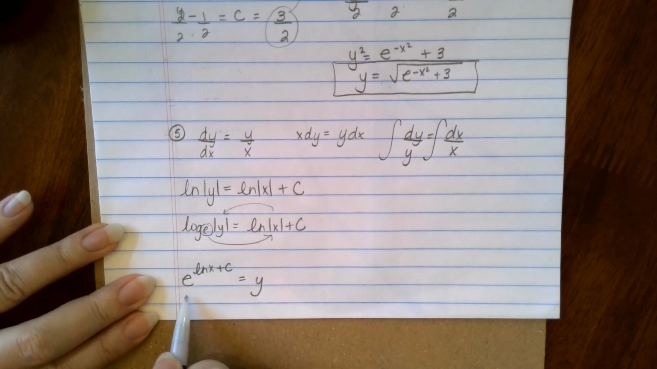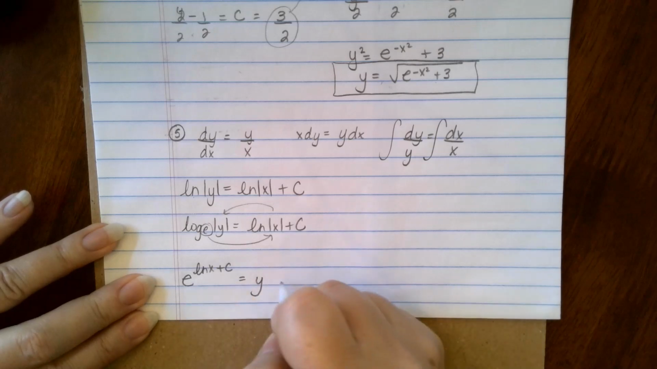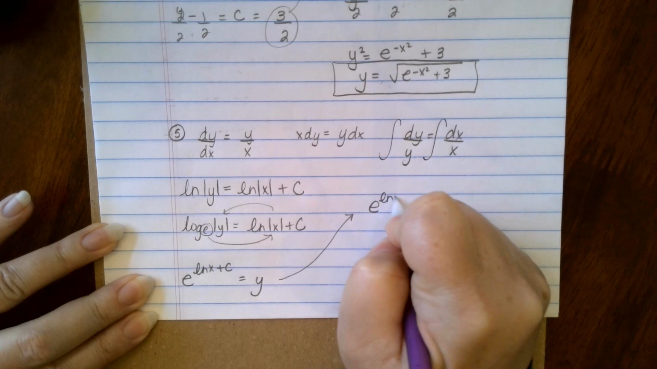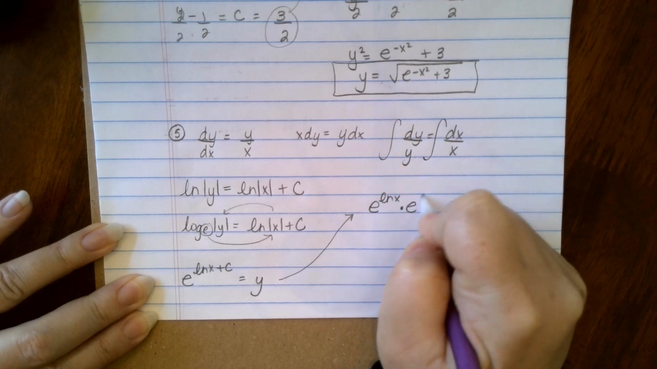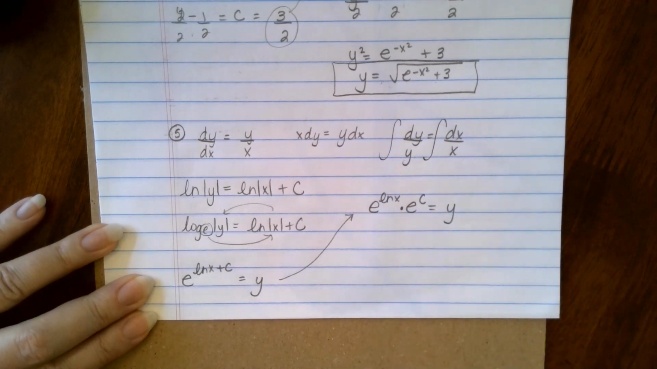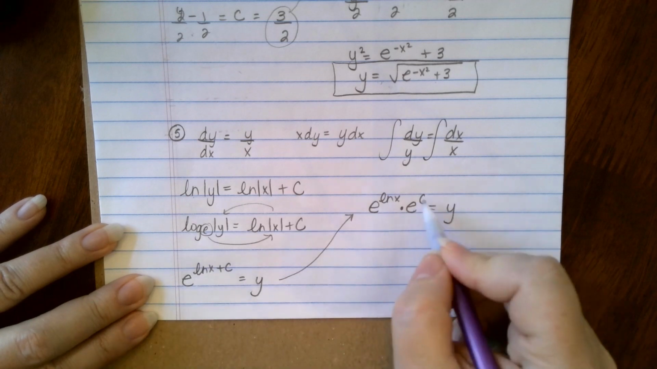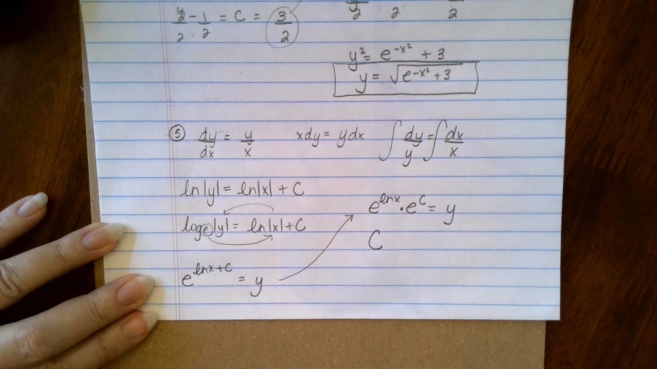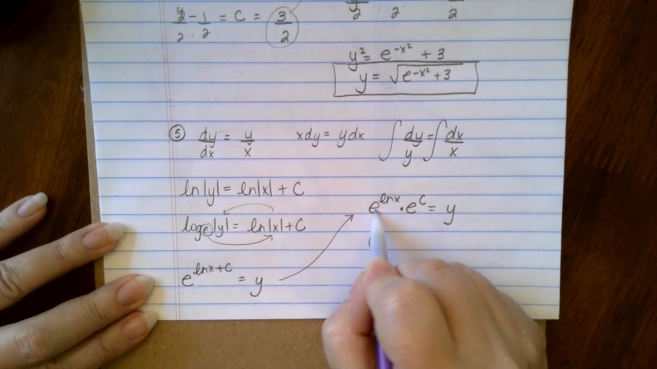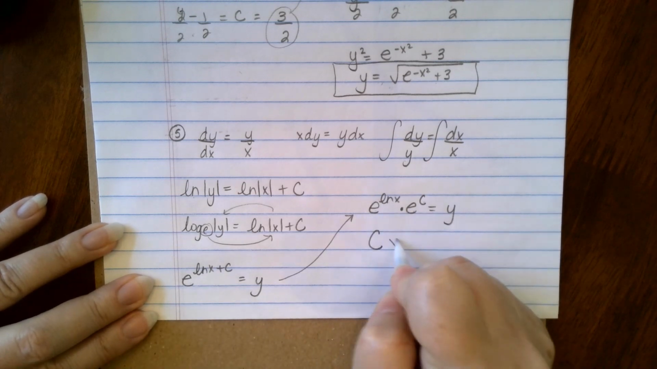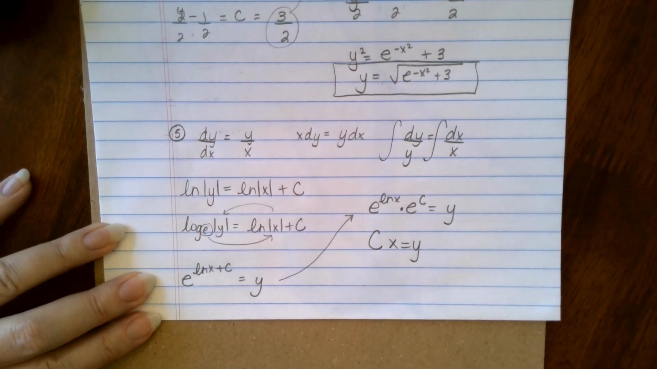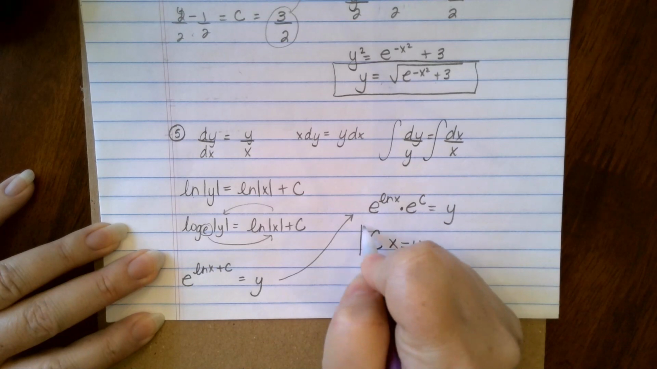Now, when I simplify this, let me go over here and simplify this. This is e to the ln of x times e to the c is equal to y. Now remember, e to the c is just some big c, some big constant. We don't know what it is. And e to the ln of x is just x. So we end up with our answer being big C times x equals y.